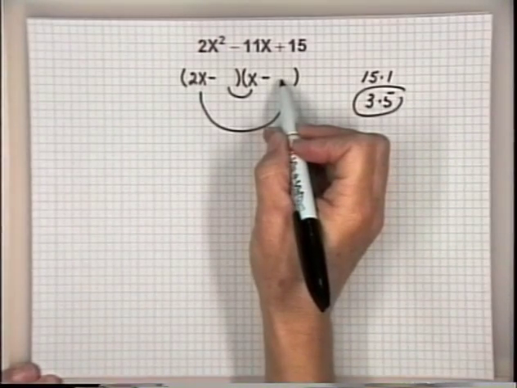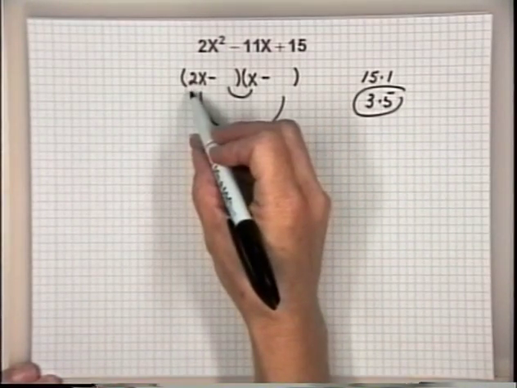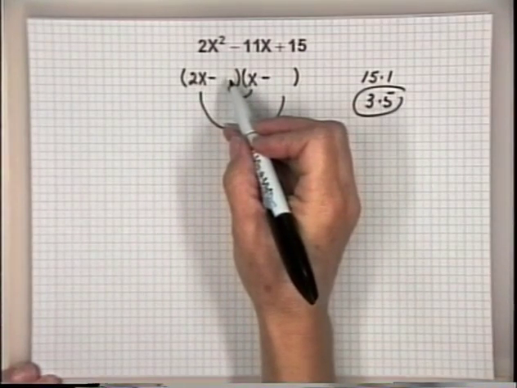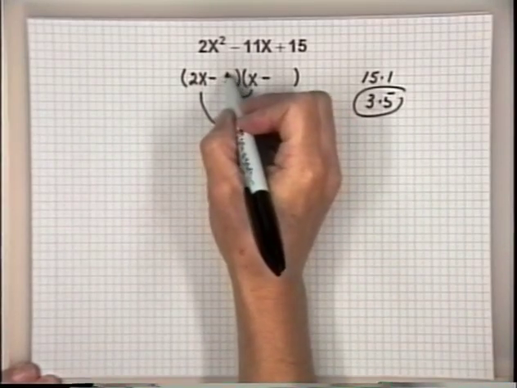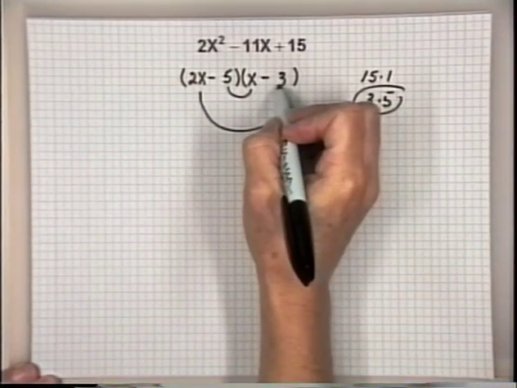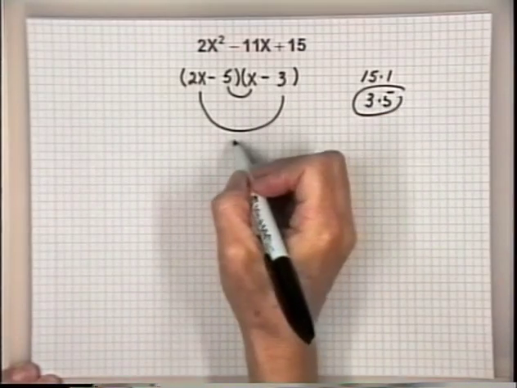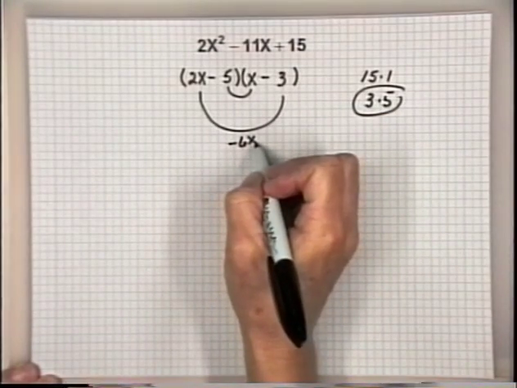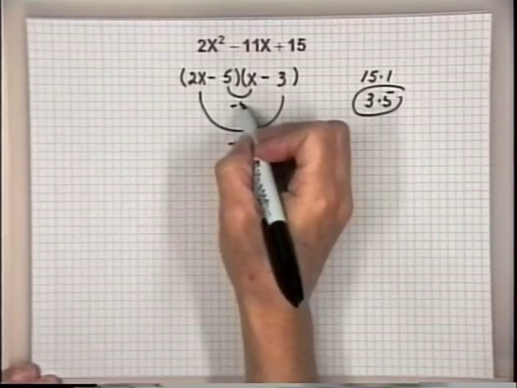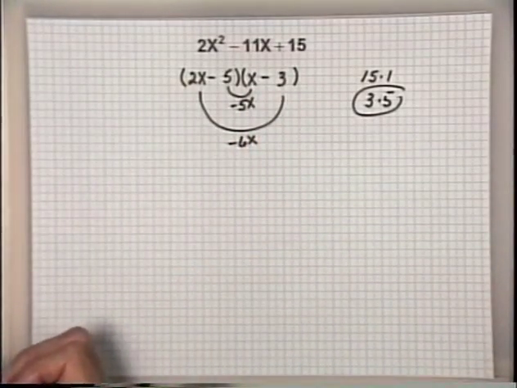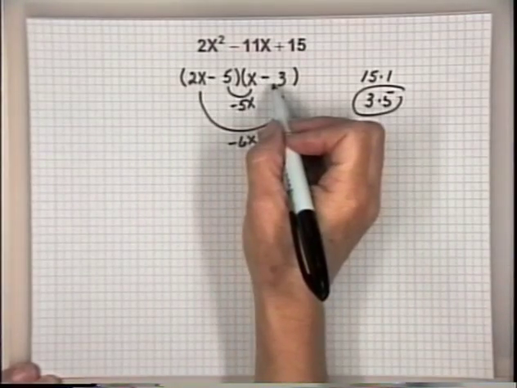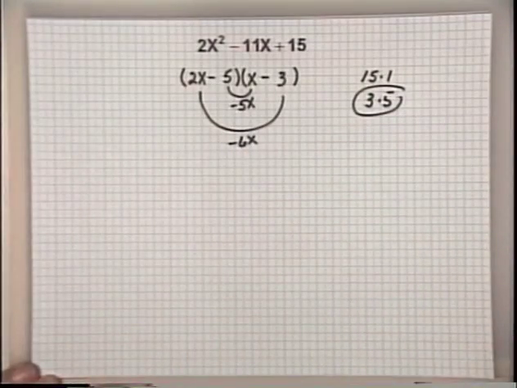If I put 5 here, I will have a 10x. That would leave a 3 here. Well, 10 and 3 is 13. So let's try repositioning and putting the 5 here and the 3 here. My outside product is now a negative 6x. The inside product is negative 5x. These do add up to negative 11x. And negative 5 times negative 3 is our positive 15. So the factors are 2x minus 5 times x minus 3.